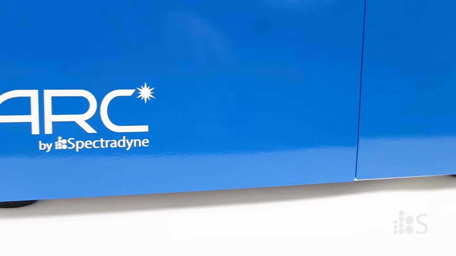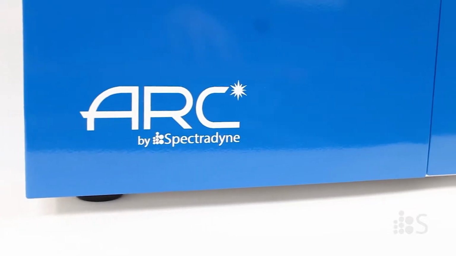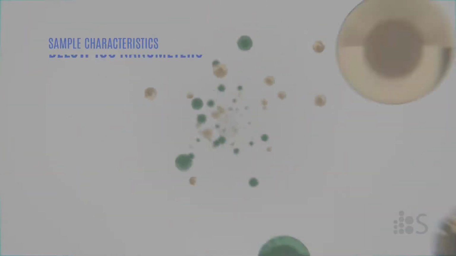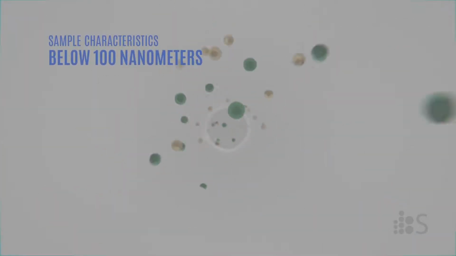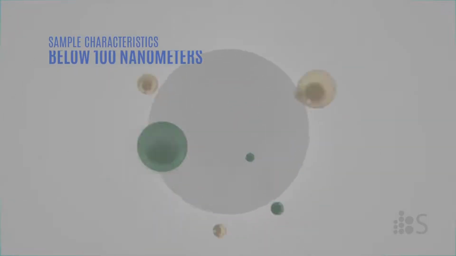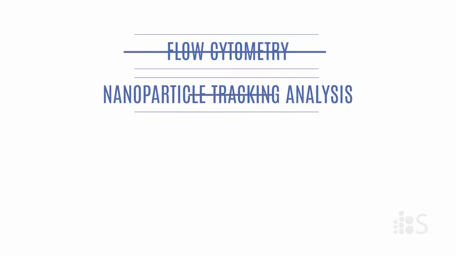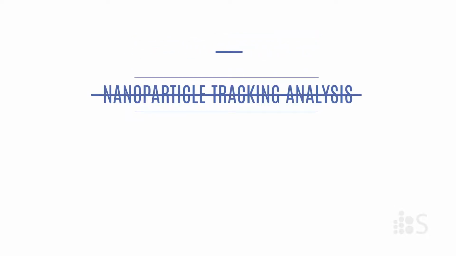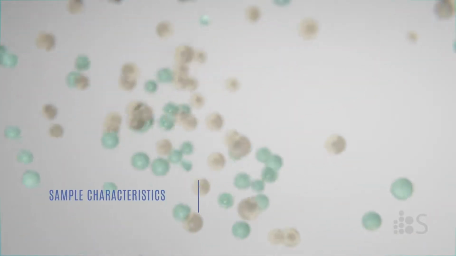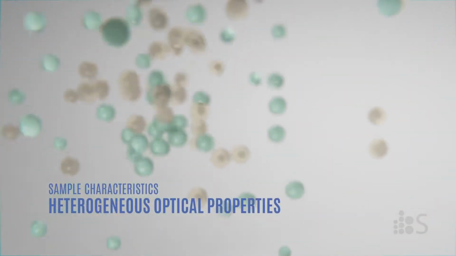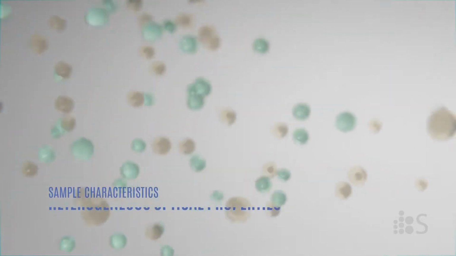Why did we pick this measurement as an example? Because no other technology can successfully execute it. These particles are sub-100 nanometers in diameter, weakly fluorescent, and don't scatter light strongly, so accurate concentration measurements by flow cytometry or fluorescence NTA are not possible. These particles also have heterogeneous optical properties, so a single refractive index for all particles cannot be assumed to determine their size by flow cytometry.